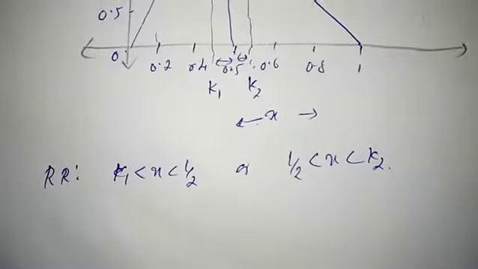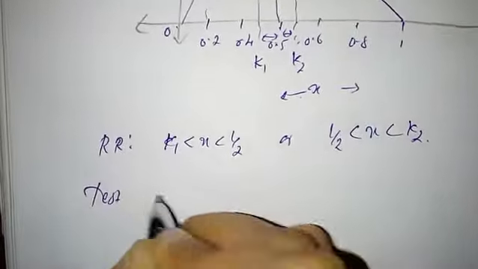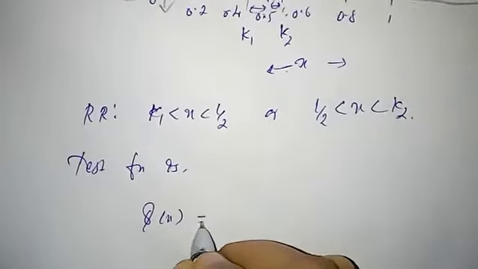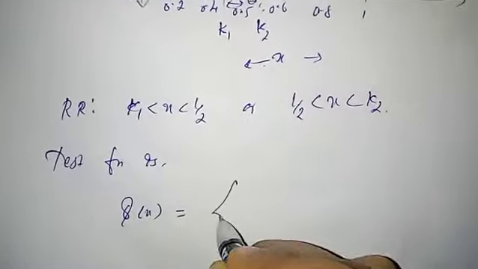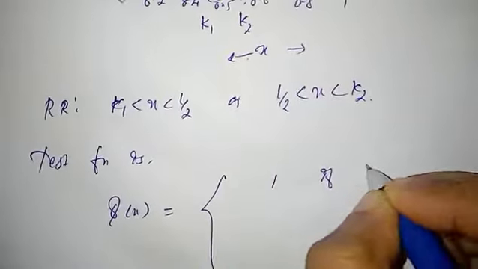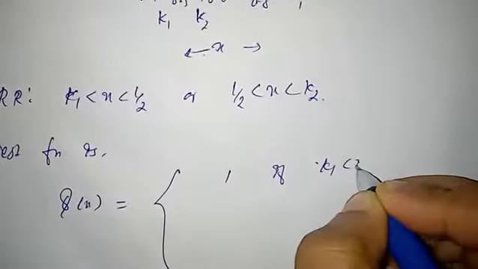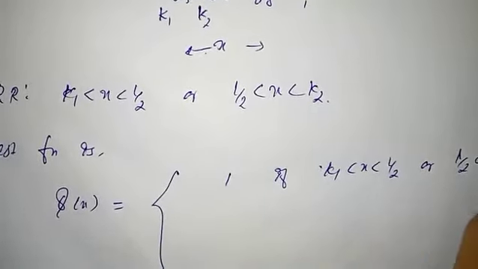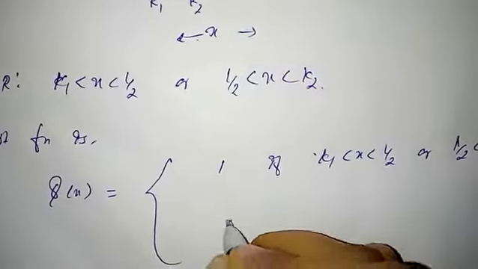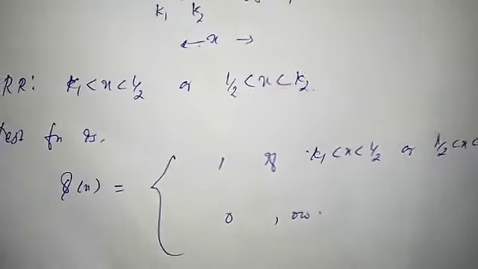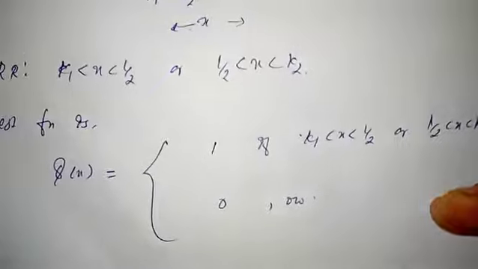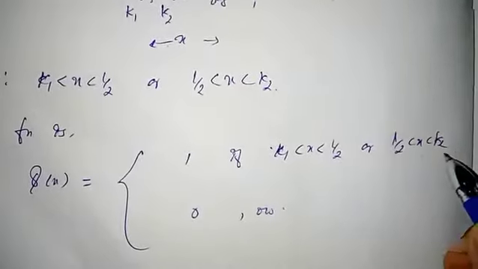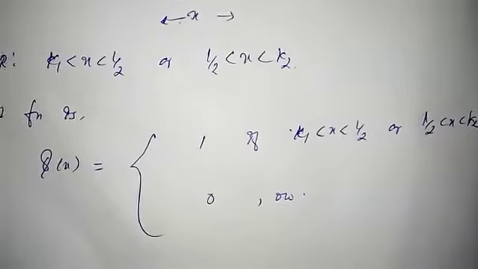Then we will write the test function. Okay, the test function is phi of x equal to 1 if k1 less than x less than 1 by 2, or 1 by 2 less than x less than k2, right? 0 otherwise. So then using this we have to obtain the k1, k2 values and the power of the test.